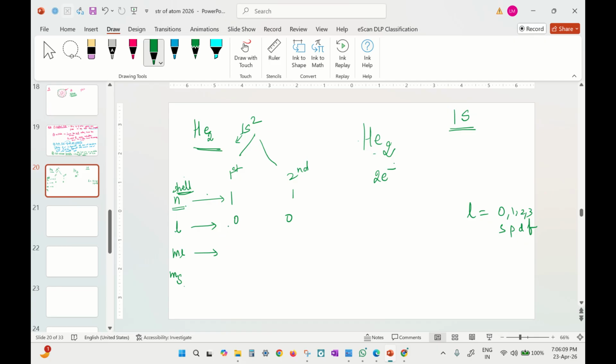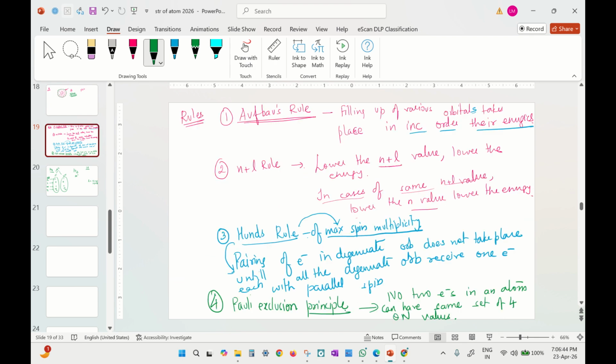0 and 0. Okay. And MS, the spin. First electron should have plus half. You can put it as just spin quantum number or MS. The other one should have minus half, correct? So don't you think they have their own address, unique address? Can two electrons in helium have same set of four quantum number values? And that is the principle. No two electrons in an atom can have the same set of four quantum number values.